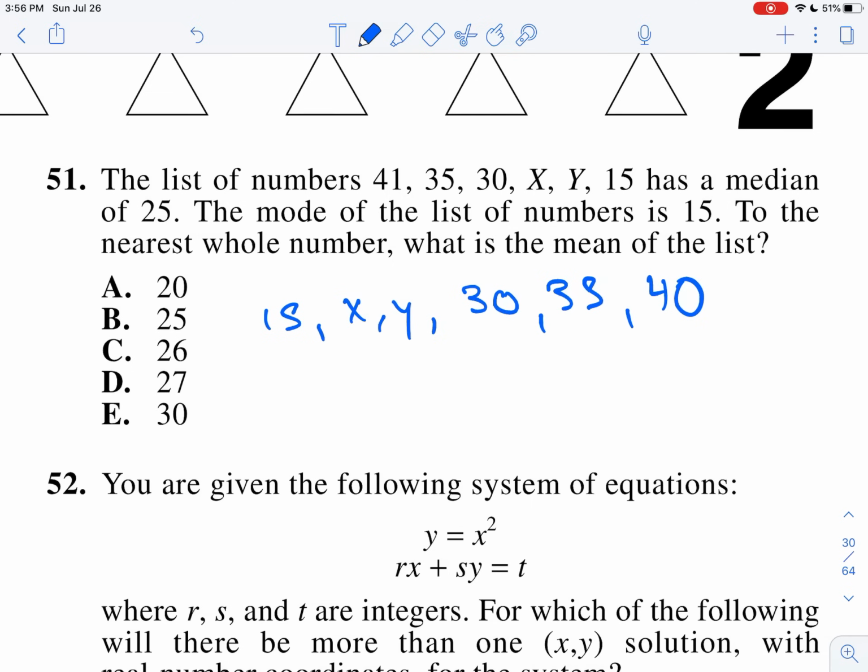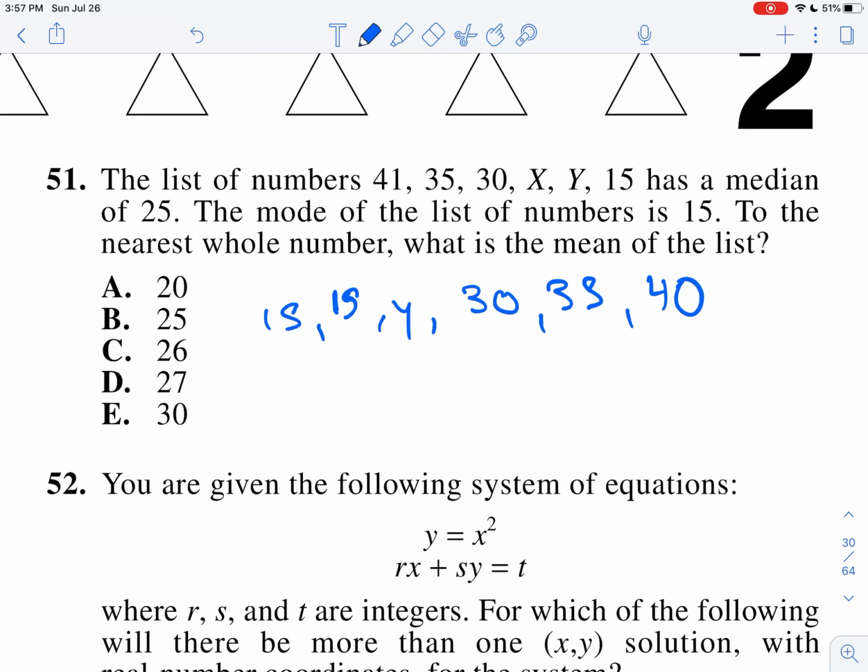The mode of the list of numbers is 15. That means that another one of these numbers has to be 15, because in order for 15 to be the mode, it has to occur at least twice in this case, since everything else occurs once. So we know that there's going to be another 15 in there somewhere. We just don't know what y is. To the nearest whole number, what is the mean of the list?